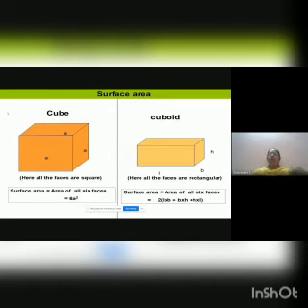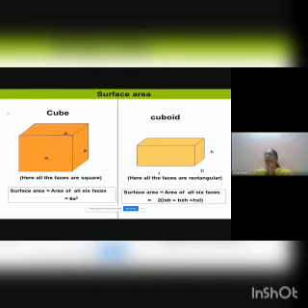So here in the cube, you have 6 sides. You all know that in a cube all sides are squares. So what is the area of a square, children? It is S square or A square. So what is the surface area? A cube has 6 sides, so 6 into A square is the surface area of a cube.